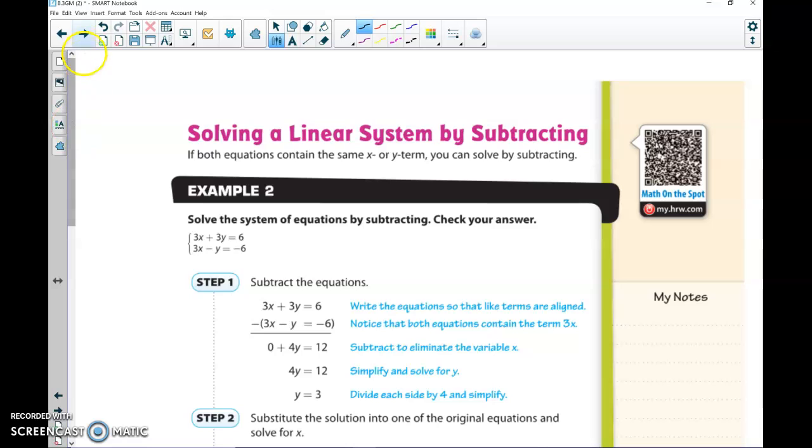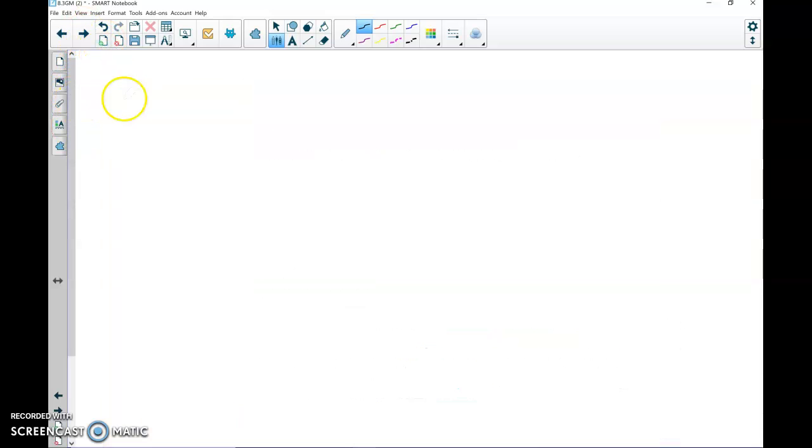Okay. Let's look at some of these your turns. And I'm going to do them on a big sheet of paper so I can actually see it.